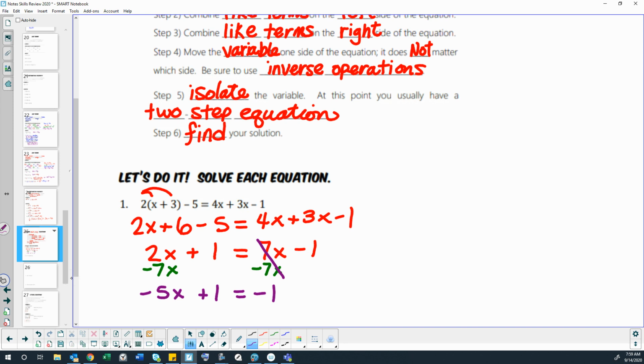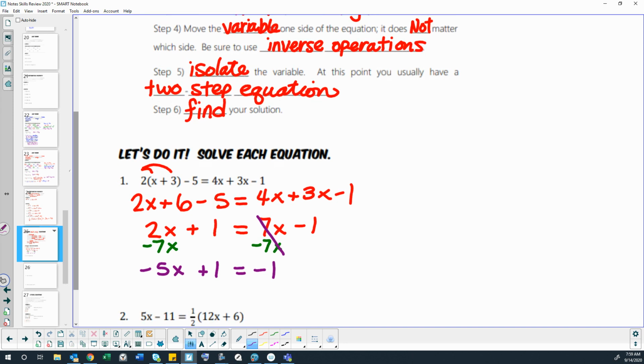Now we want to isolate the variable. We now have a two-step equation. Probably written too big. I'm running out of space. It's all good. Okay. How do we get the variable by itself? What do we need to move out of the way? We need to move the positive 1 by minus 1, right? So we're going to go ahead and subtract 1 from each side. That will give us negative 5x equals, and what happens to our positive 1 and negative 1? They cancel out, right?